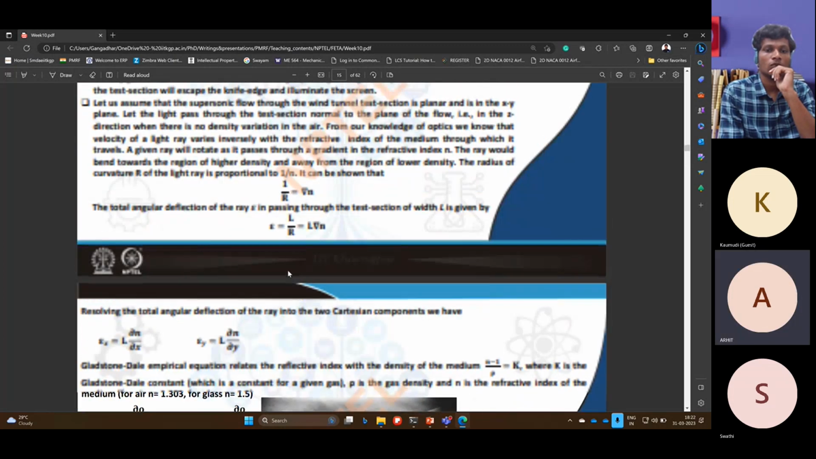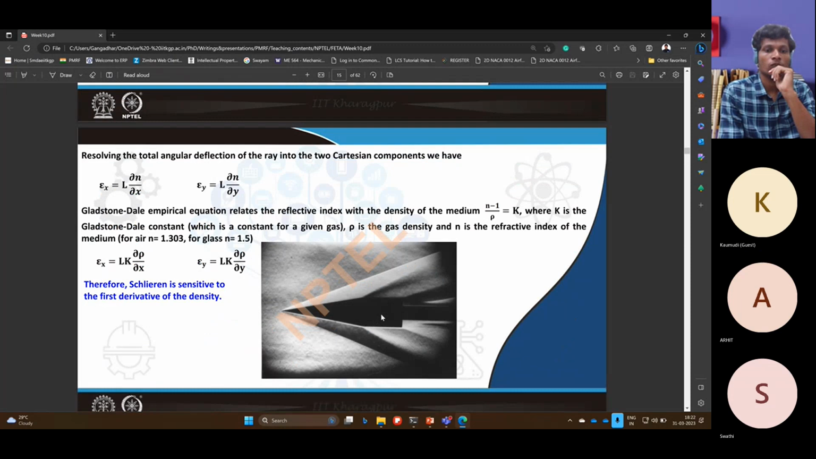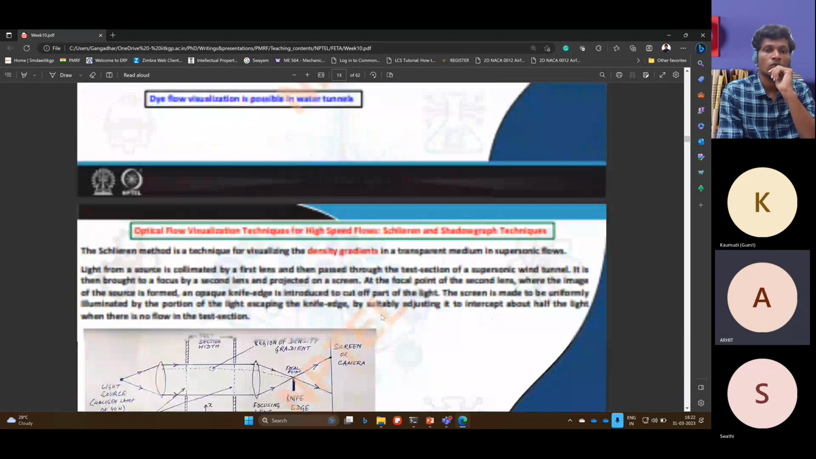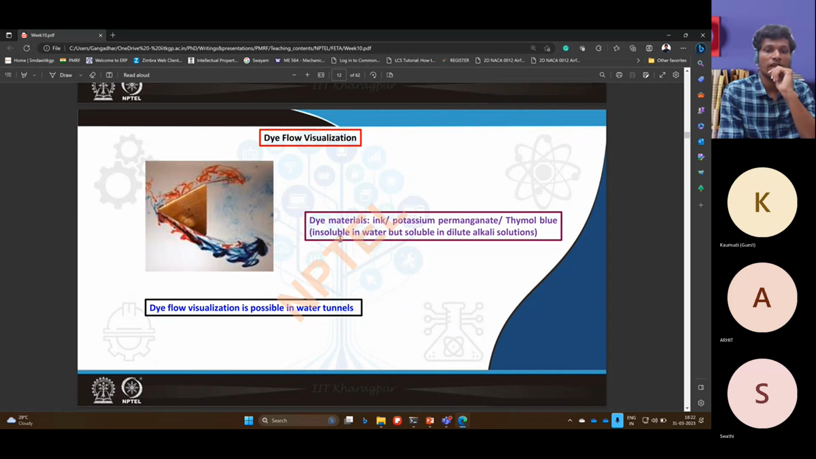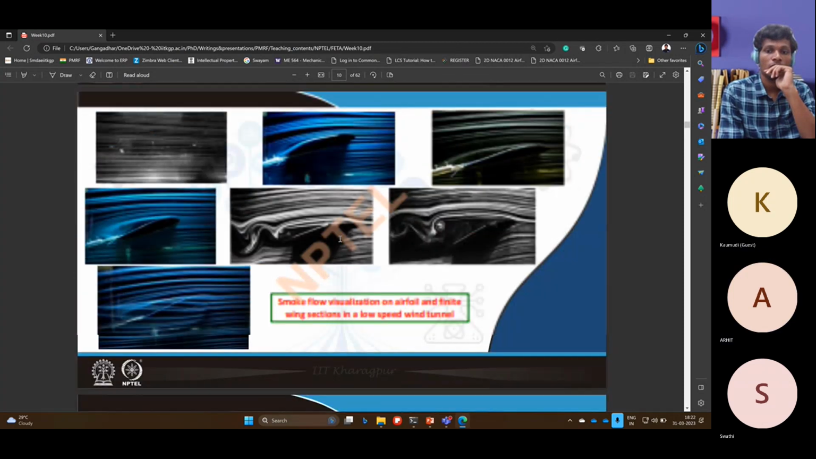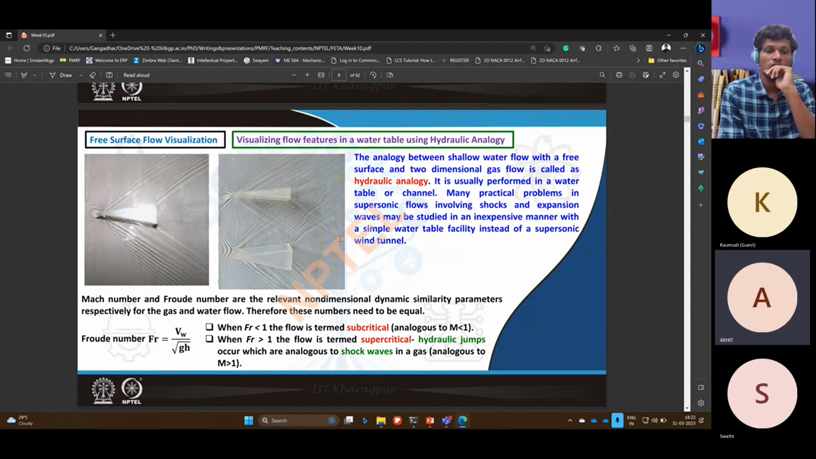Yes, sir. This one, sir. This wedge. No, not this one. This is the Schlieren technique. Before this, I think so. The dye visualization that you are asking? No, sir, before this. This one, sir. Froude number. Yes, sir. Surface flow visualization? Oh, surface flow visualization you are asking about. Yes, sir. Hydraulic analogy.